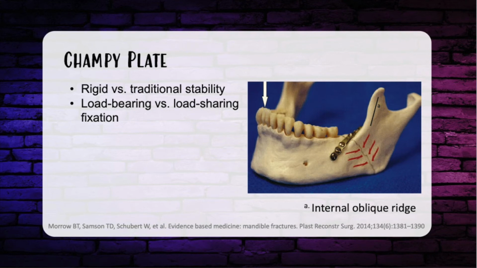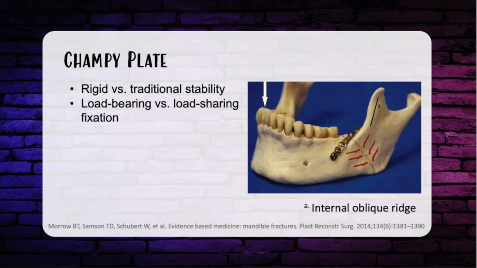Load sharing fixation, on the other hand, is when the plate and the bone share the load. So a good example of that is a mini plate, compression plate, or a lag screw. The character of the fracture and the quality of the mandible usually determines if they get load bearing versus load sharing. A simple fracture can get either, but an atrophic mandible needs to get the load bearing plate because it really needs a plate to accept all that force to mitigate any force on the fracture line.